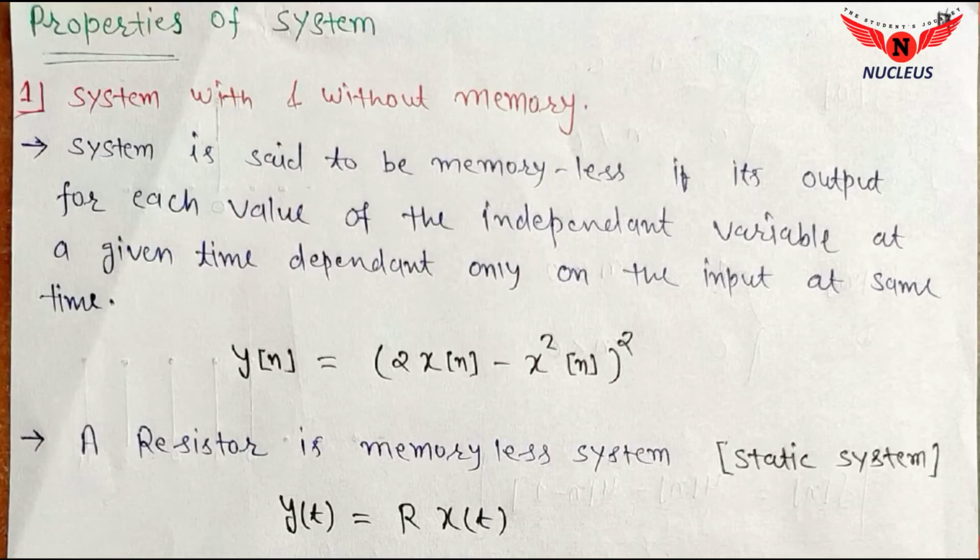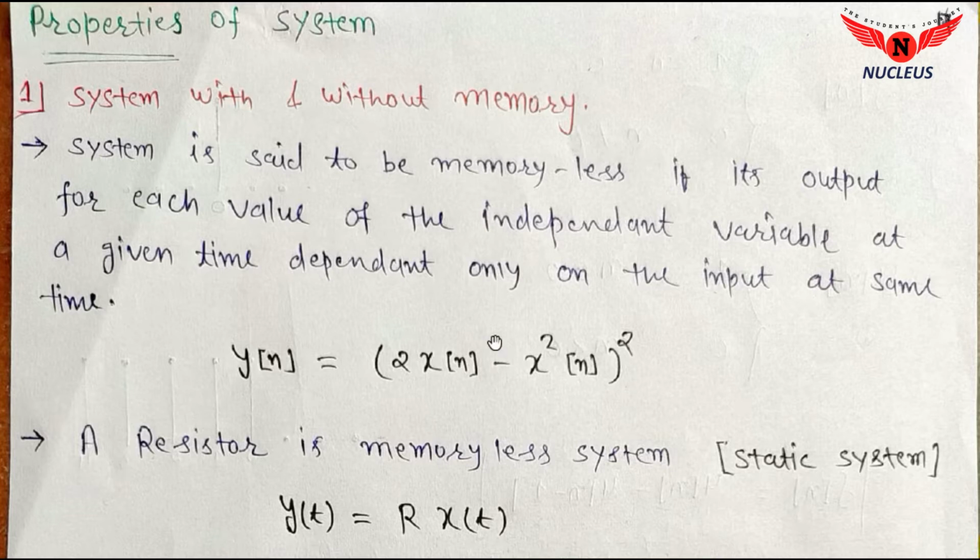Welcome back guys. In this video we will discuss the properties of systems. The first property is a system with memory and a system without memory. The system with memory is called the dynamic system and the system without memory is called the static system.